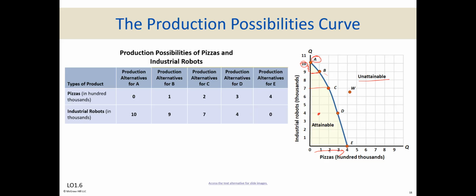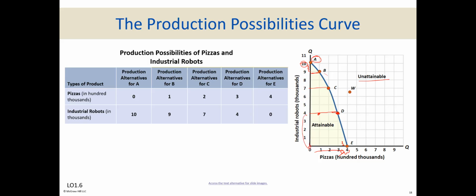So the return on pizza is huge. When you move more resources from robot production, you're trying to move the most efficient, the most experienced ones to the pizza production. Therefore, let's say from here, for instance, point D, if you want to increase the pizza production by only 1 unit, you need to give up 4 robots.